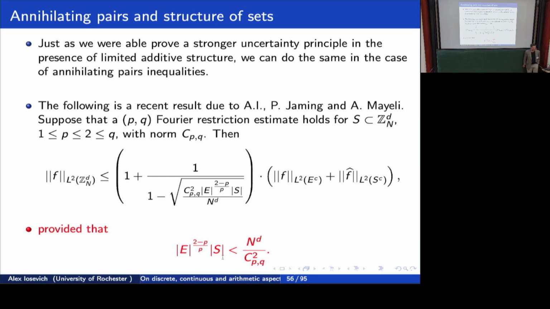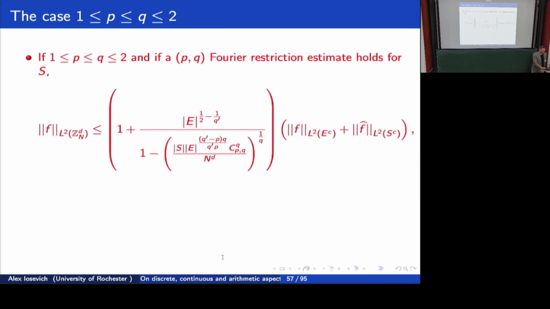And as I never get tired of saying, because I had to get used to this when I started working in the discrete setting, the constants matter. So for this to be meaningful, the constant has to be manageable, and you should think of n as an asymptotic quantity. Okay? And so when P and Q are between 1 and 2, there is the following nastier version of this.